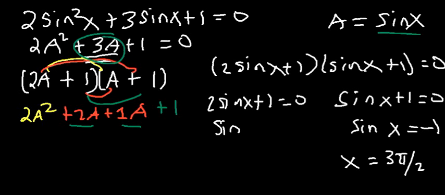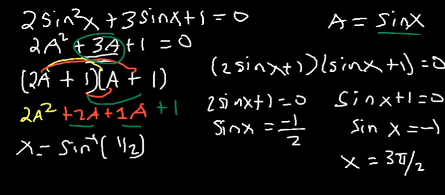Here, if we move the 1 to the other side, we're going to get negative 1, and then divide by 2. So sine is negative in quadrants 3 and 4. Now, if you type this in your calculator, inverse sine of just positive a half, this will give you the reference angle of 30. Now, if you want to find the angle in quadrant 3, it's 180 plus the reference angle. So x is 210. In quadrant 4, it's 360 minus the reference angle, so it's 330.